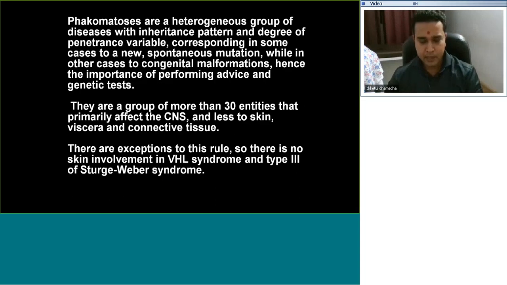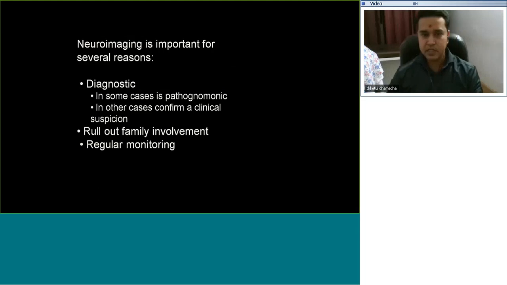There are many reasons why neuroimaging is important in neurocutaneous syndromes. Why are we radiologists concerned with such skin diseases? First, it is of diagnostic importance. In some cases it is pathognomonic. For example, if you see bilateral vestibular schwannoma, it is 100% pathognomonic for NF2.